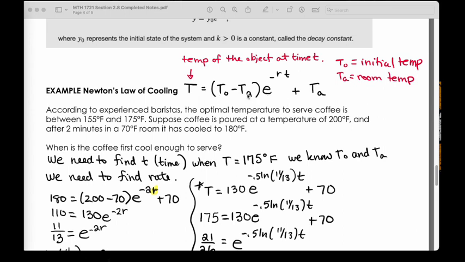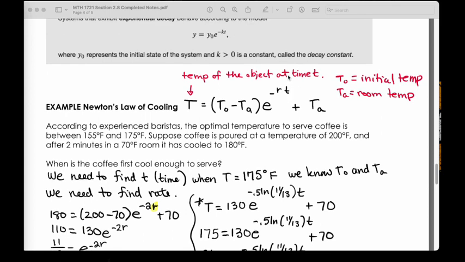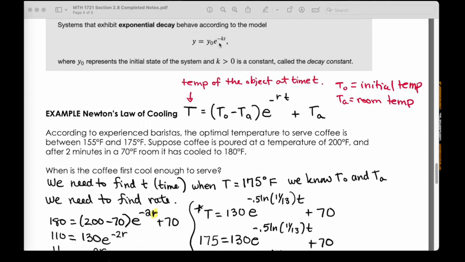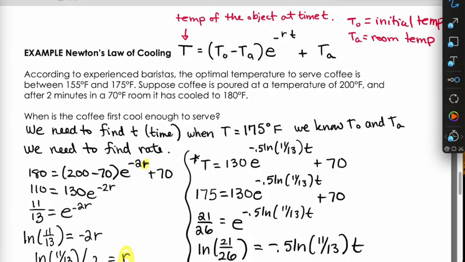And so this is going to be your constant in front of your e. You're going to raise it to the power of negative rt. That's our formula here for an exponential decay problem, although I'm using r and they use k. And then you add T sub A, which is the room temperature. So let's walk through an example of Newton's law of cooling.